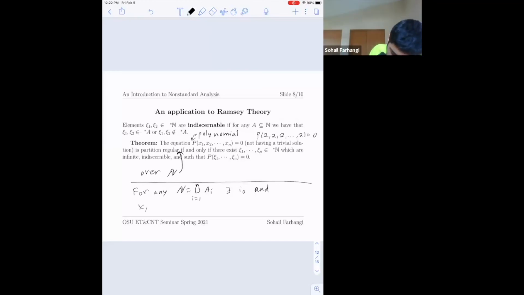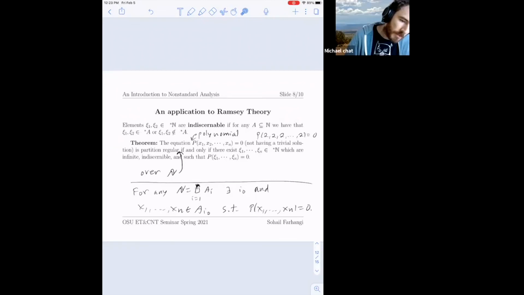Oh, maybe I shouldn't use n because I already have r here. So for any finite partition of the natural numbers, one of the cells will contain x1 to xn that satisfy this equation. So that's just the definition of weakly partition regular. Okay, cool, thank you. Yep.